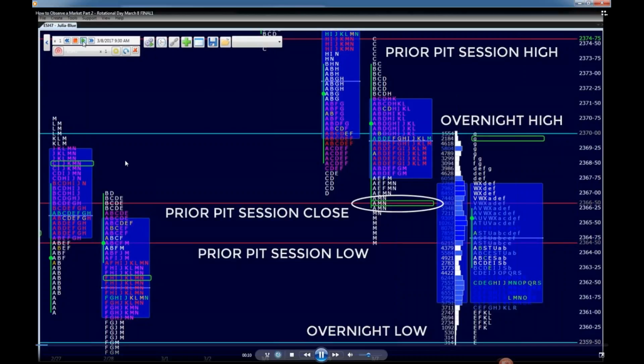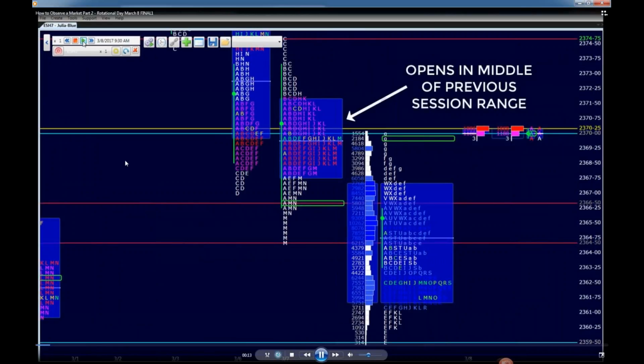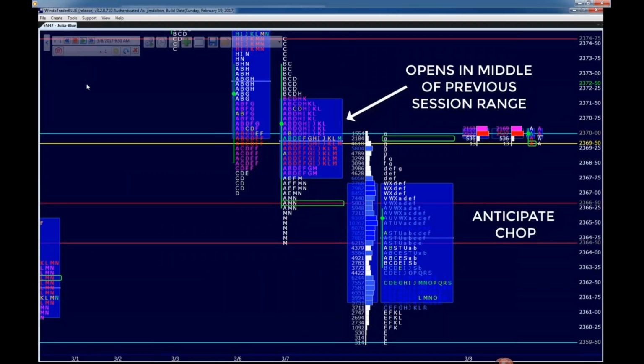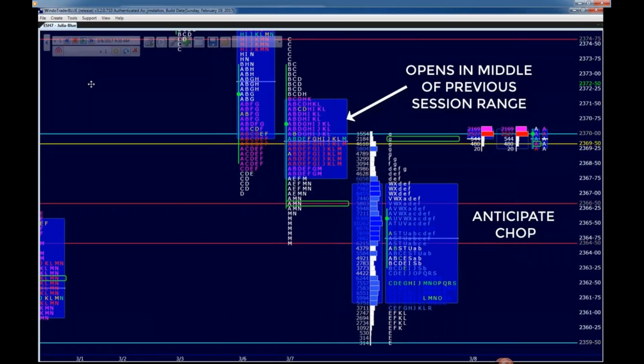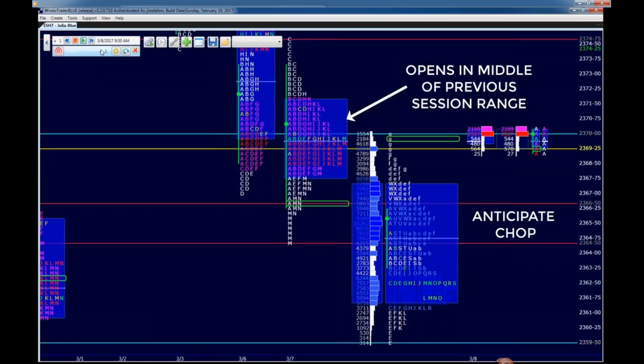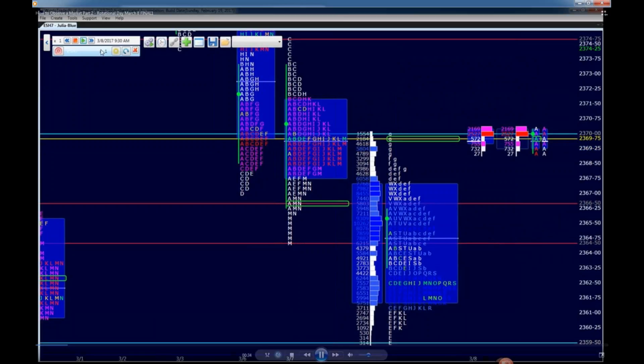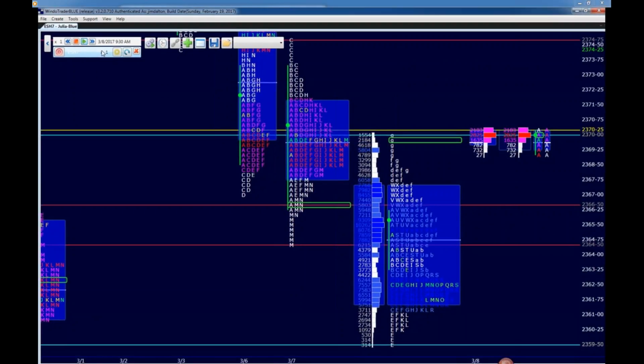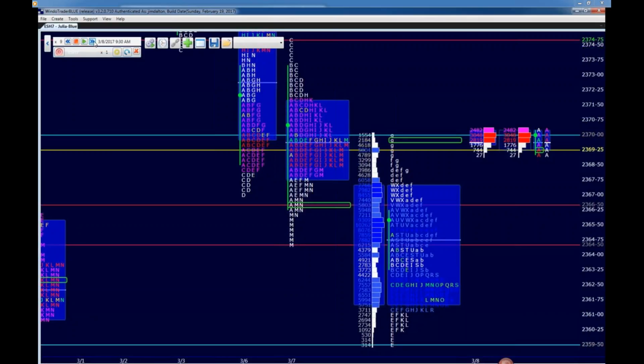This is before the open. Okay, opens in the middle of the previous day. Remember, there's a very prominent point of control. Opens right in the middle of that day. So give the market, one, expect volatility, expect rotation, because we are in balance. We are within the previous day's range. We open almost center in that range. The expectations are that we're going to have a rotational day. And the expectation is that we'll be looking for singles and doubles.